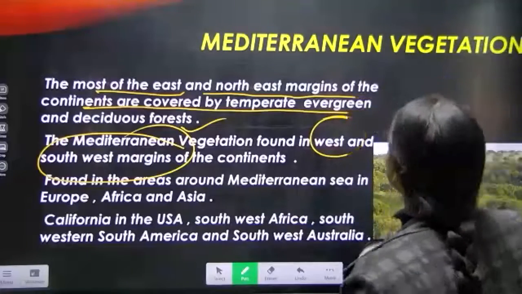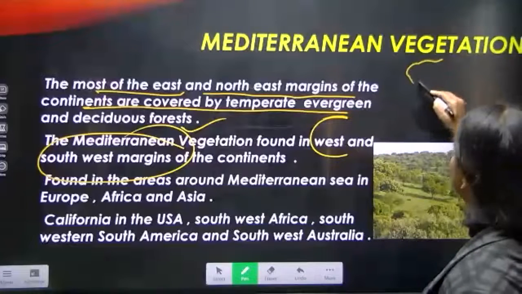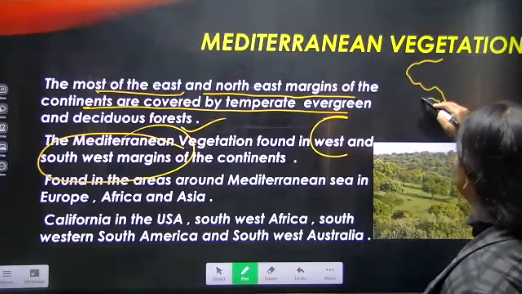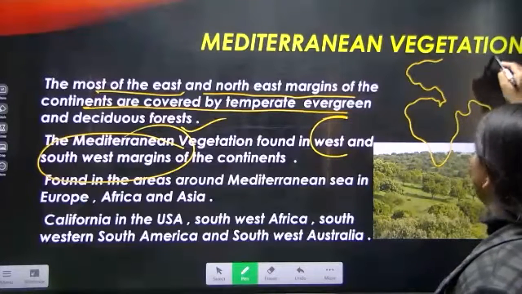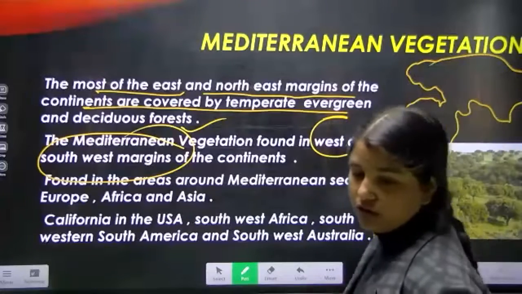Suppose once again we draw the map over here, it is just like this. I hope it is visible to you all. Now what is it saying?